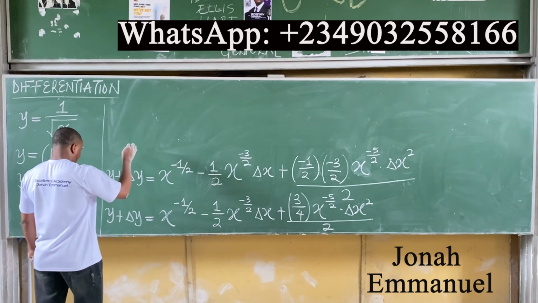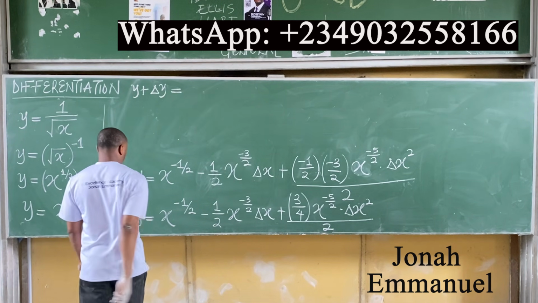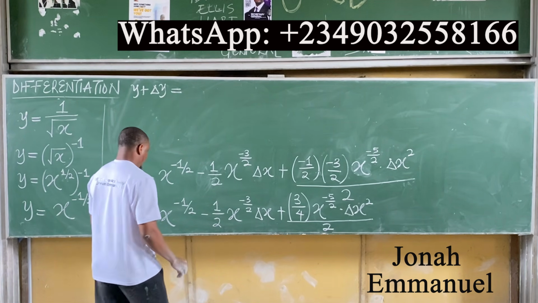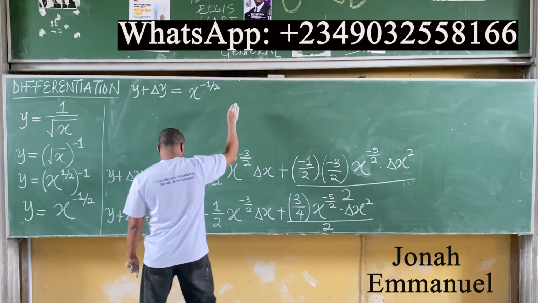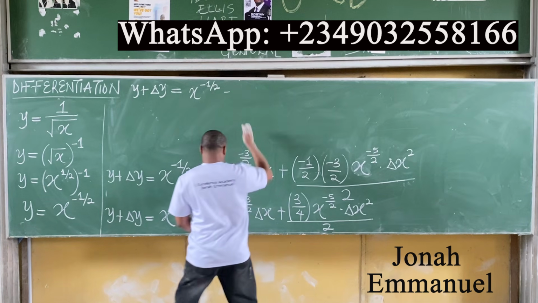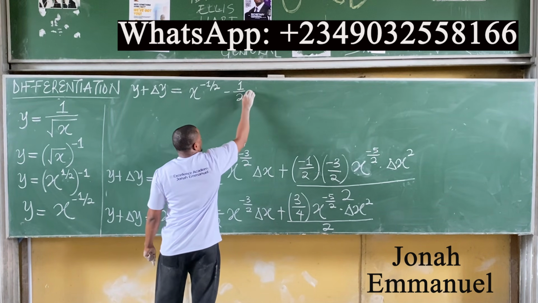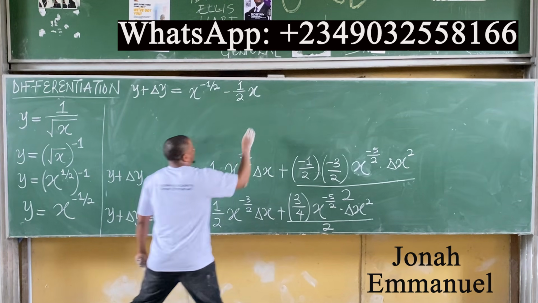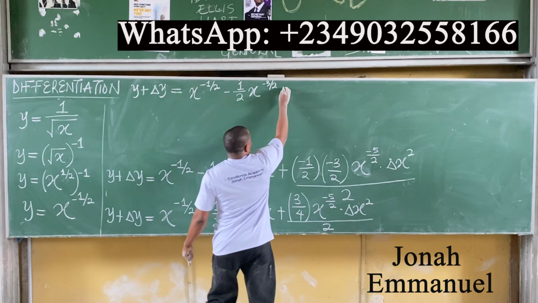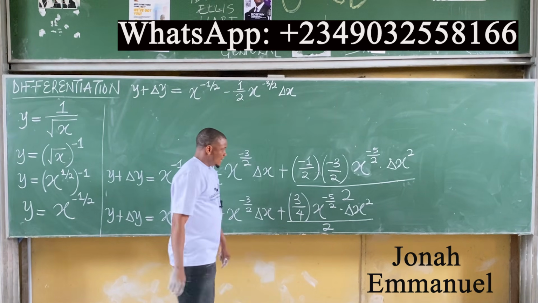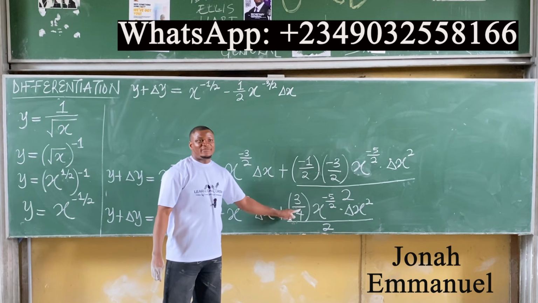I have here y plus change in y equal to x to the power minus 1 over 2, minus this one here, minus 1 over 2 x to the power minus 3 over 2 times this times change in x. Please, how do you simplify this? What do you do?